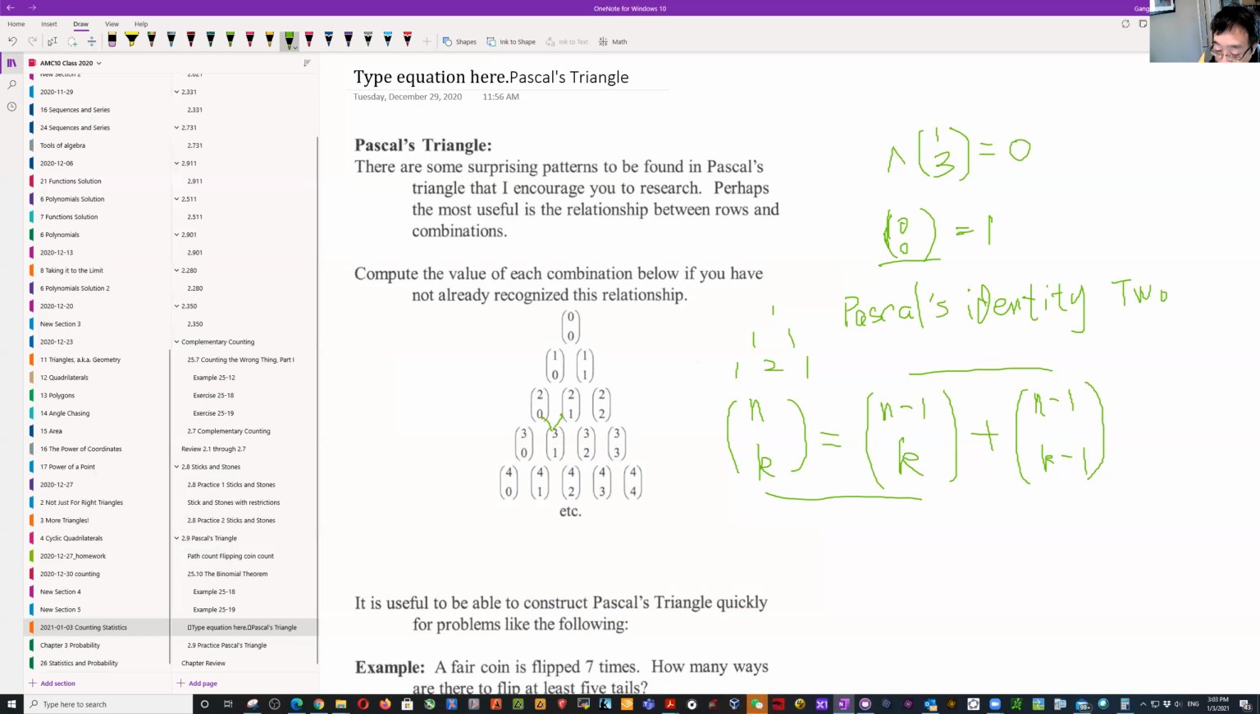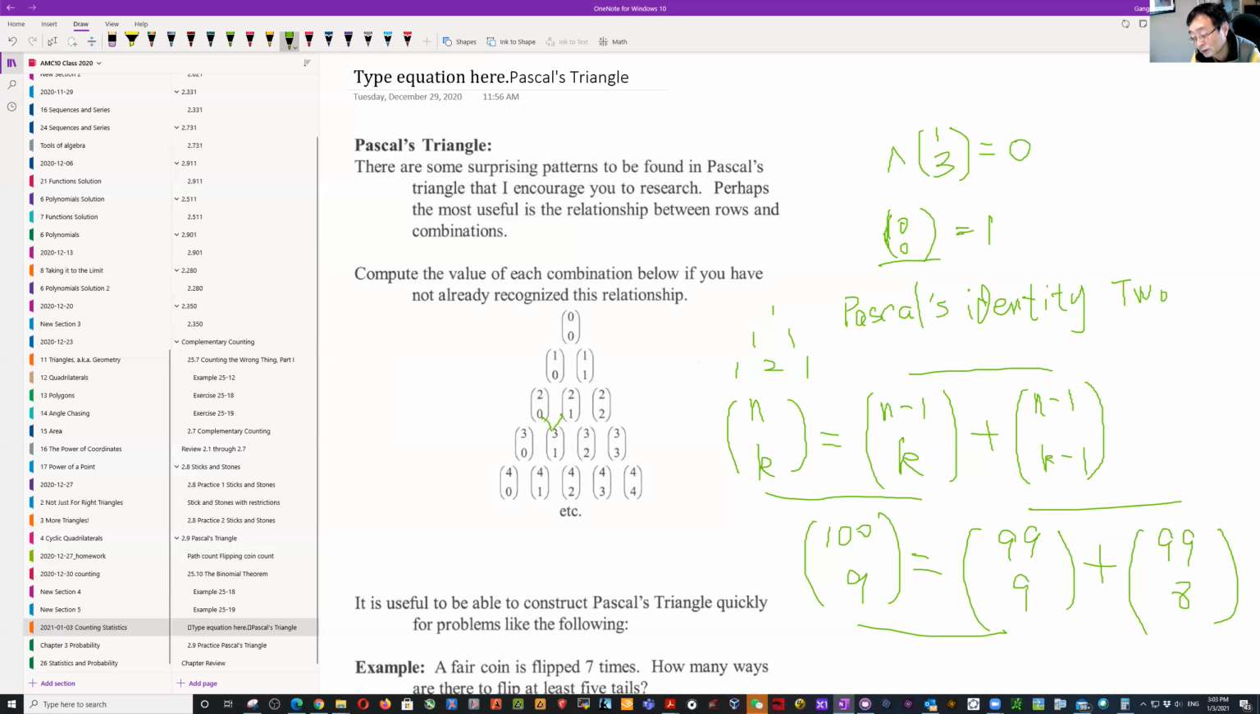For example, with real numbers, 100 choose 9 equals: you can write out very quickly, both numbers reduced by 1, so that's 99 choose 8. Then the top will be the same, 99, and the bottom will be the same, so that's 99 choose 9. So 100 choose 9 equals 99 choose 9 plus 99 choose 8.